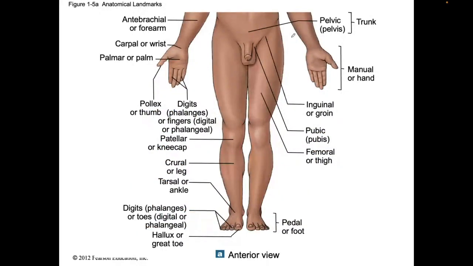Okay, let's look at the lower half of the body, look at some of the terms. Brachium was the arm, whereas the forearm is the antebrachial. The wrist is called carpal. You've heard of someone that has carpal tunnel syndrome. So there are 8 little bones in the wrist called carpals. Not to be confused with tarsals in the foot. So at the ankle, we have tarsals, and at the wrist, we have carpals.